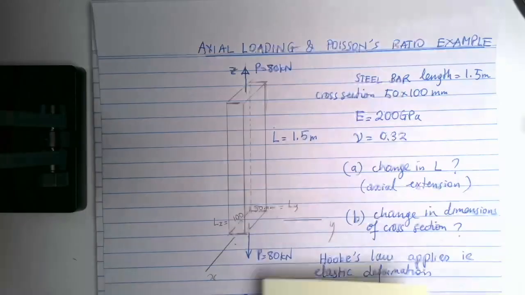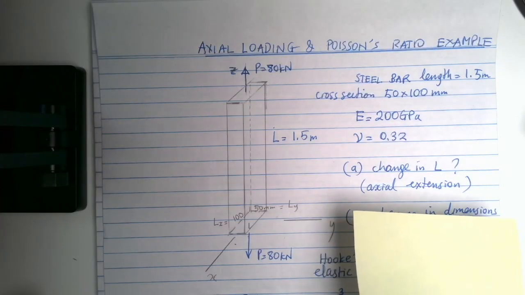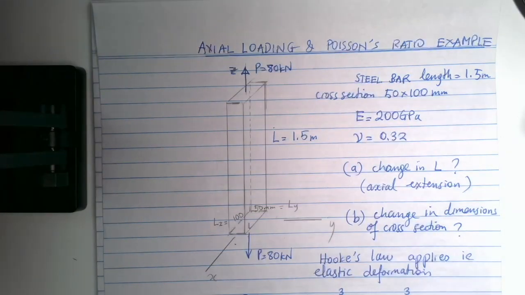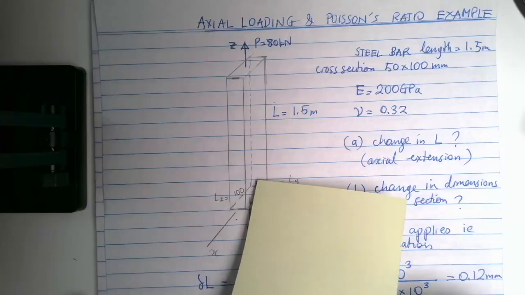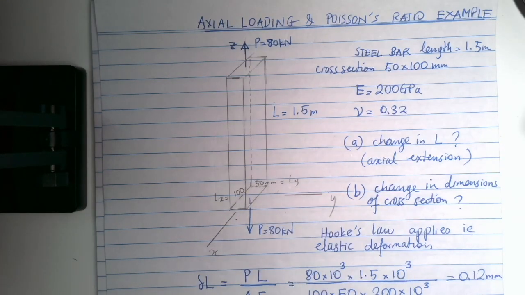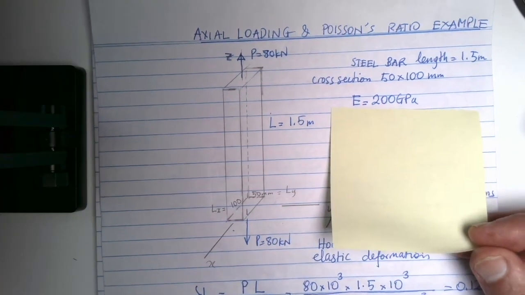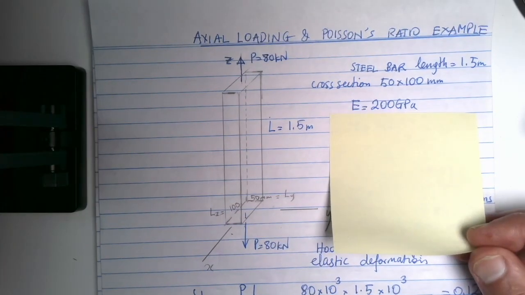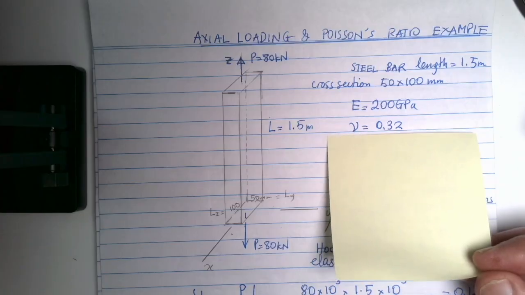We have an axial load of 80 kilonewtons applied on a rectangular bar of length 1.5 meter or 1,500 millimeters. The cross section is 100 in X, 50 millimeter in Y. It's a steel bar, so Young's modulus is 200 gigapascals. Poisson ratio is 0.32. As I mentioned, the metals have a Poisson ratio around 1/3.